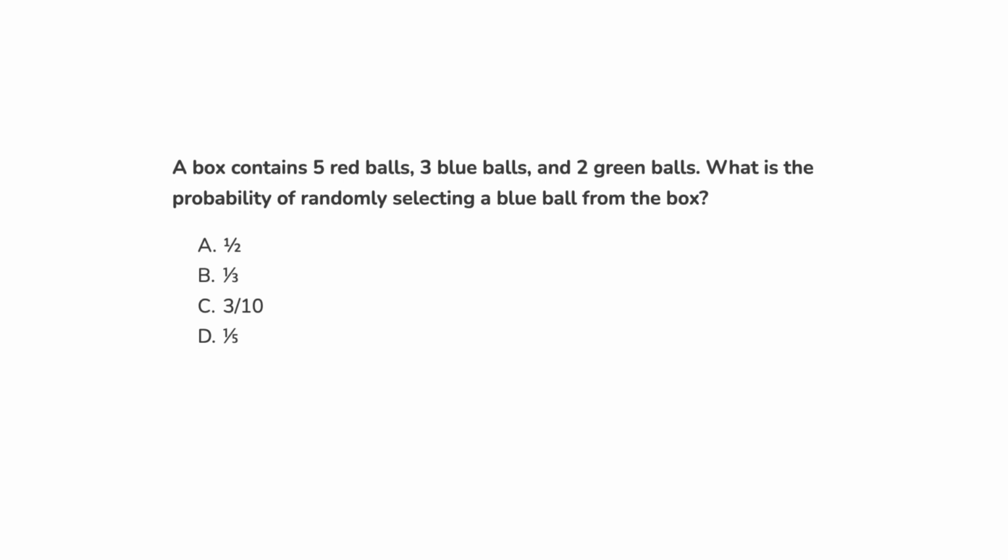A box contains 5 red balls, 3 blue balls, and 2 green balls. What is the probability of randomly selecting a blue ball from the box? Correct answer is letter C, 3/10. That's because the probability of selecting a blue ball is the number of blue balls divided by the total number of balls, which is 3/10.